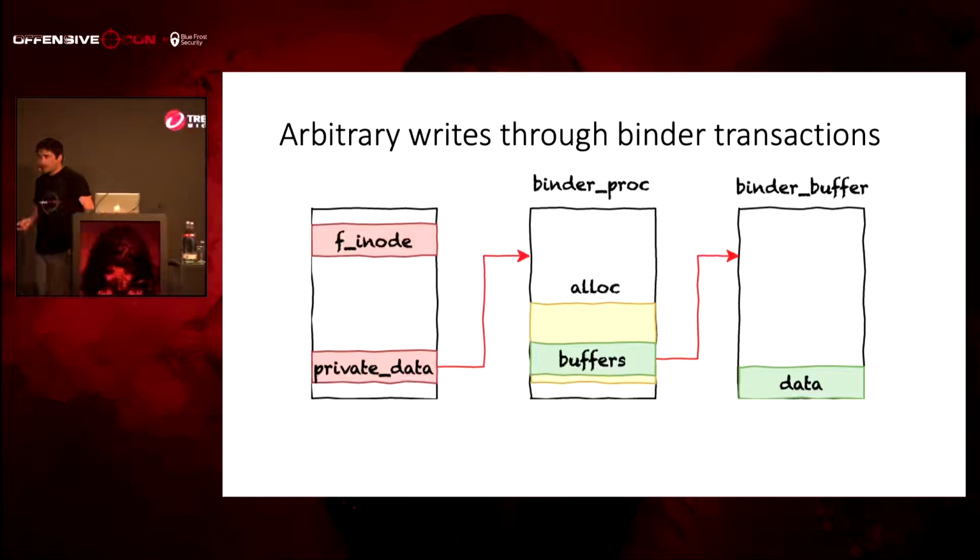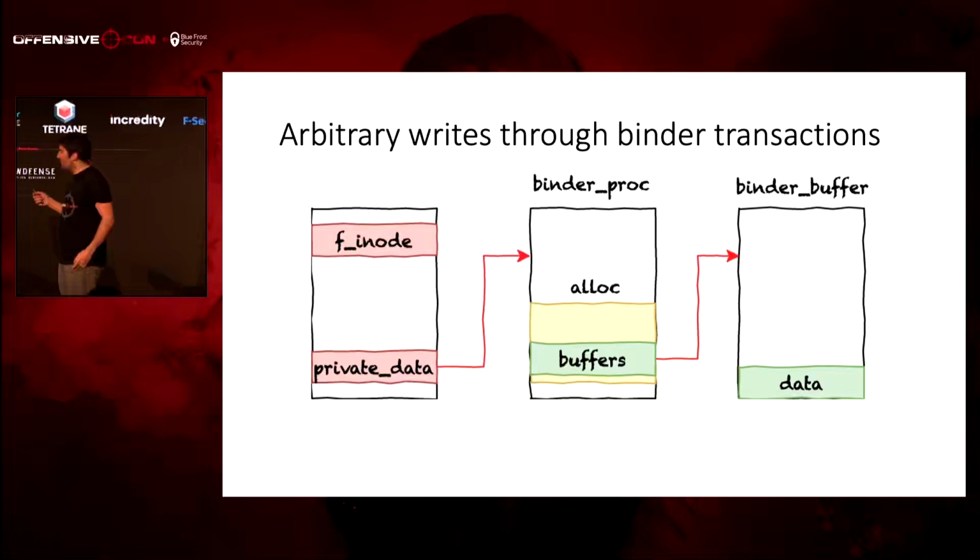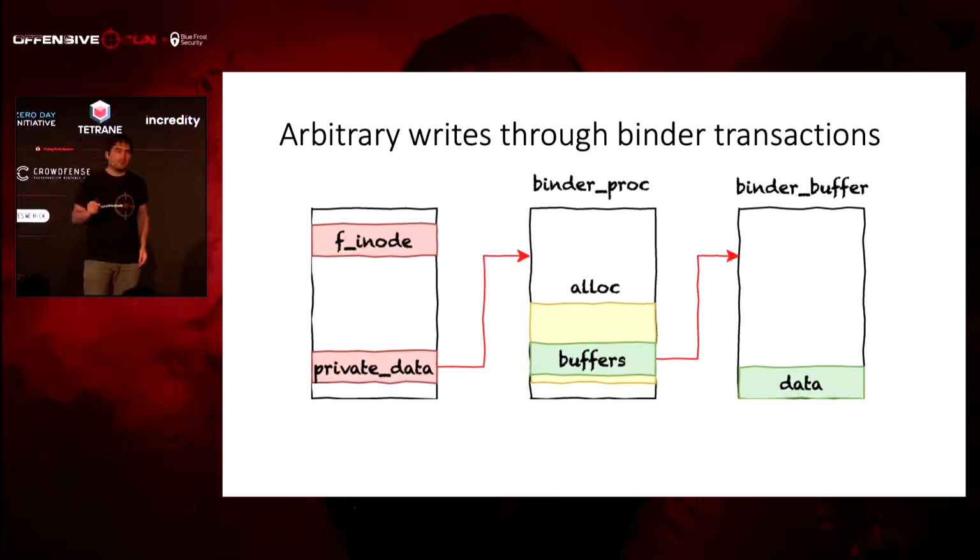All right, so how do we get an arbitrary write? Well, I use the private data for that. Private data is the opaque structure in a struct file that is driver specific. So if it's a binder file descriptor, this is a binder proc. If it's whatever other type of file descriptor, then this is whatever this driver is using for representing the file descriptor internally.